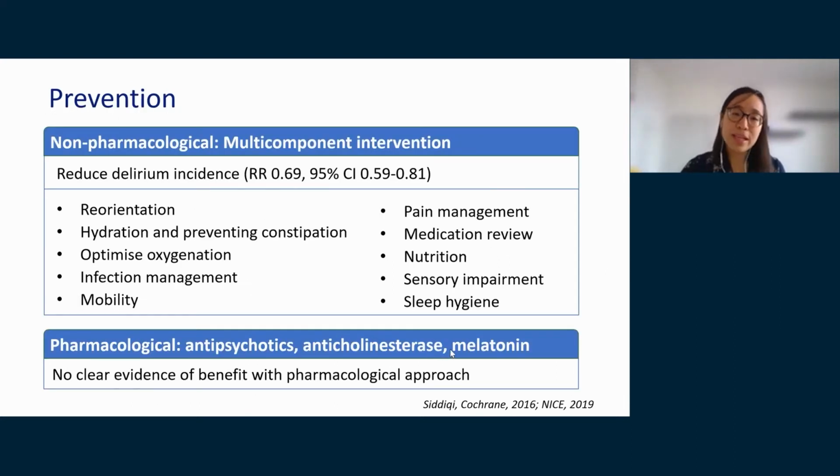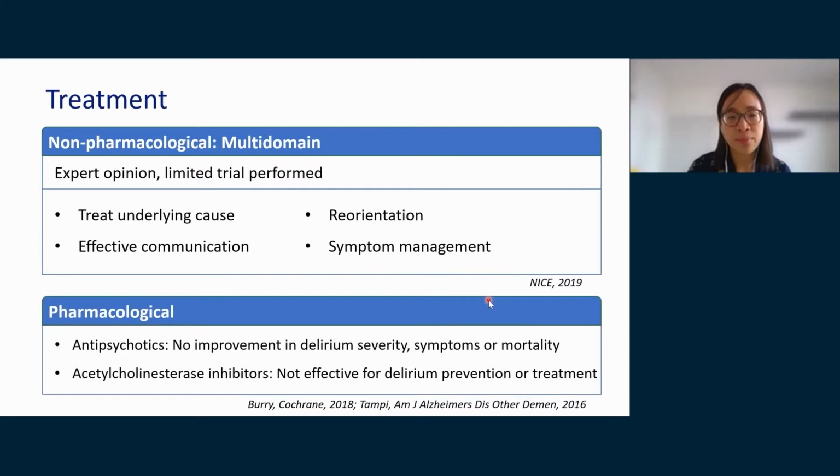So moving on to the management of delirium, the most effective management of delirium is a multi-component intervention focusing on these 10 domains. So multi-component intervention is estimated to reduce incident delirium by 31%. It is important to emphasize that this strategy is for preventing incident delirium and not treating delirium that has presented on admission. There is currently no clear evidence of benefit with pharmacological approach for delirium prevention.